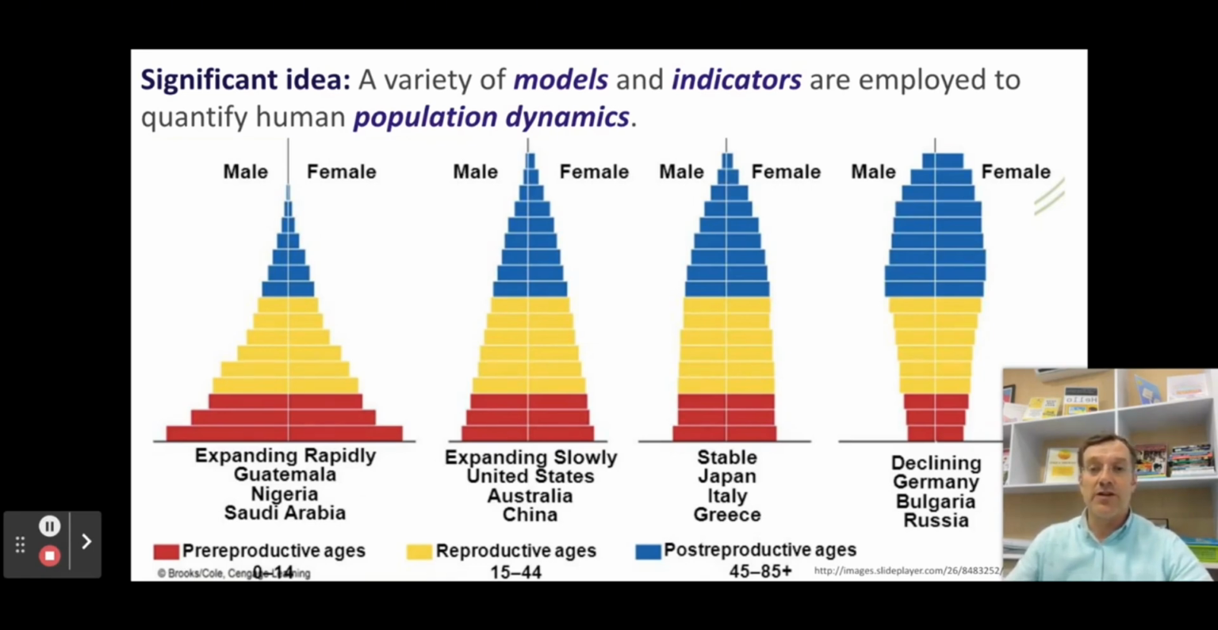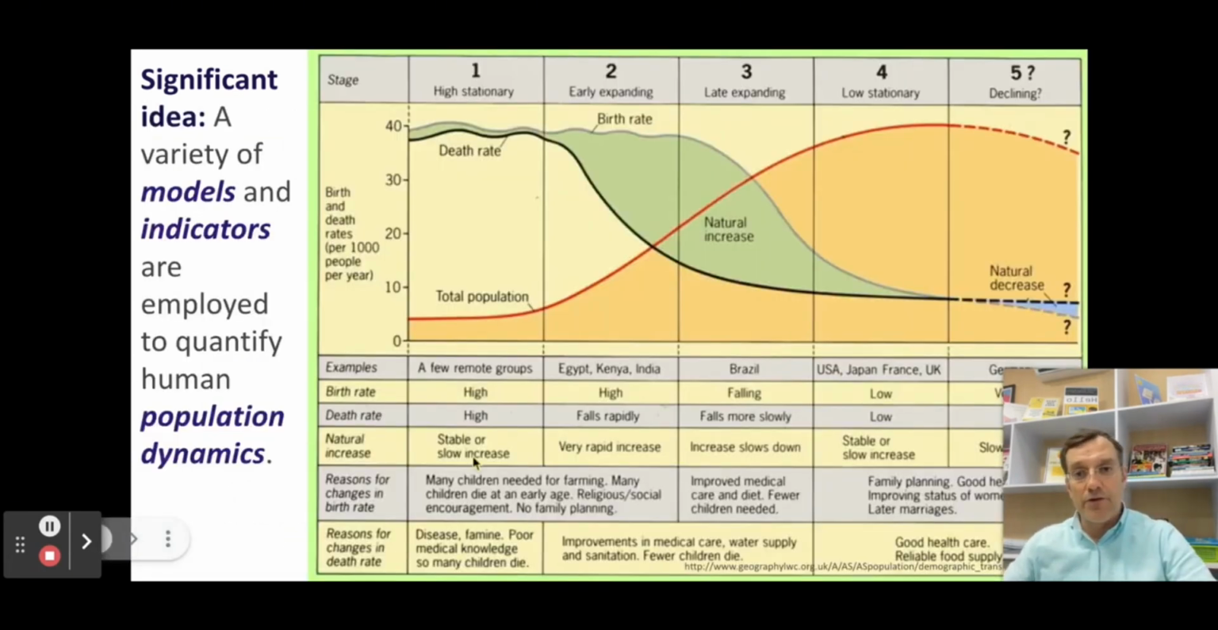The examples on the screen are called age-sex pyramids. We'll do quite a bit of work evaluating and analyzing those. The model you see here on the screen is called the Demographic Transition Model, or DTM for short. If you're taking IB ESS, you may encounter this model in your geography class, or you may have had it previously in an individuals and societies class.